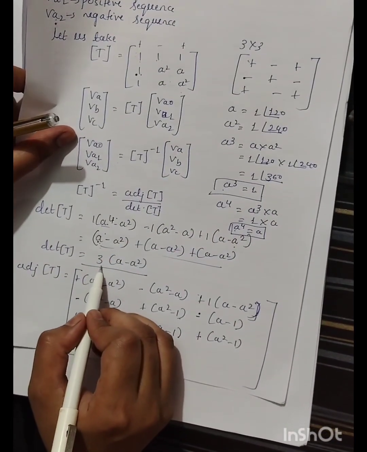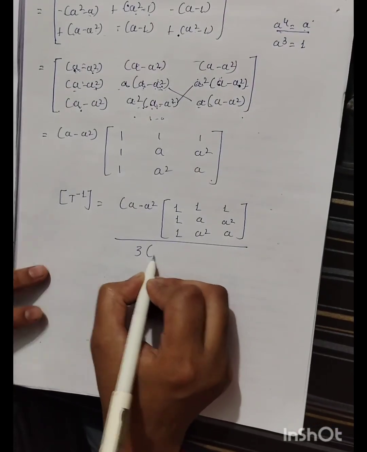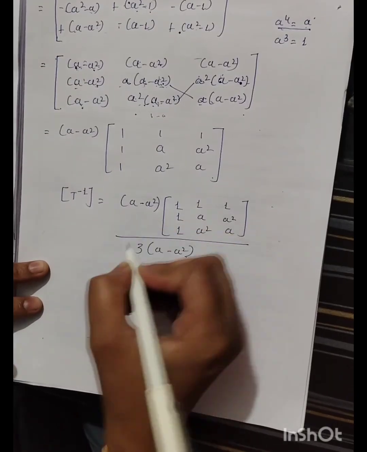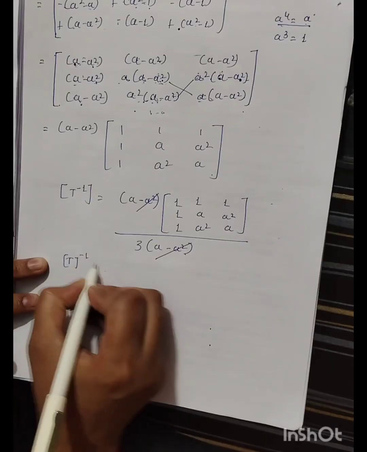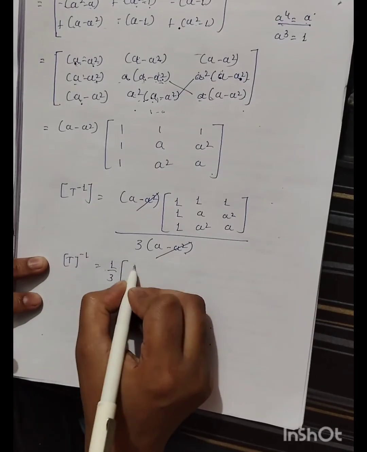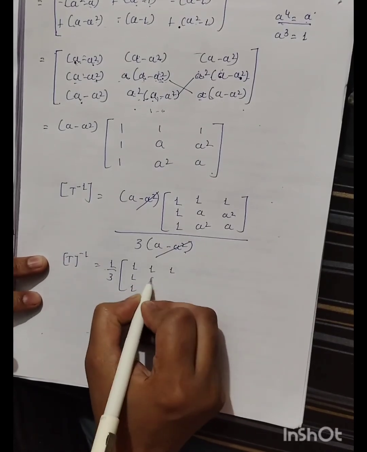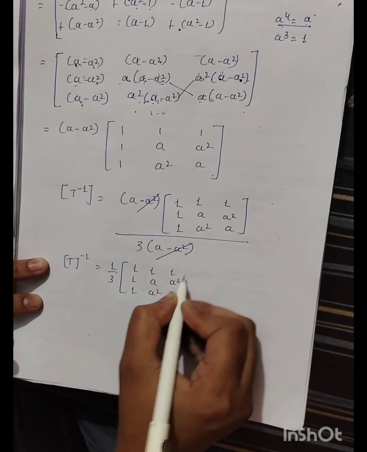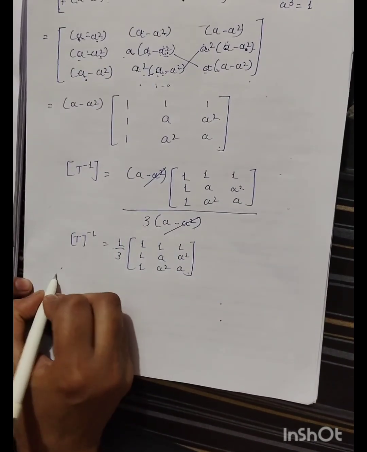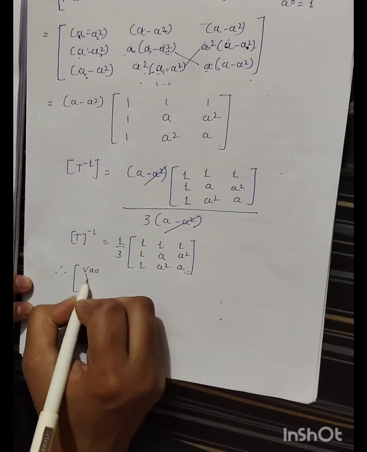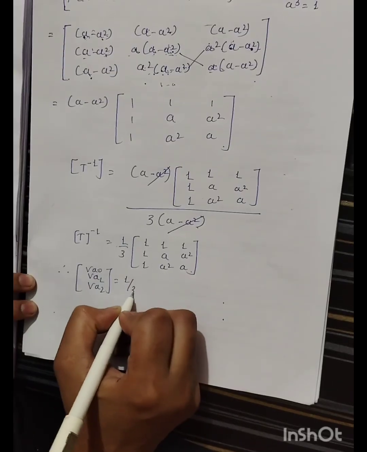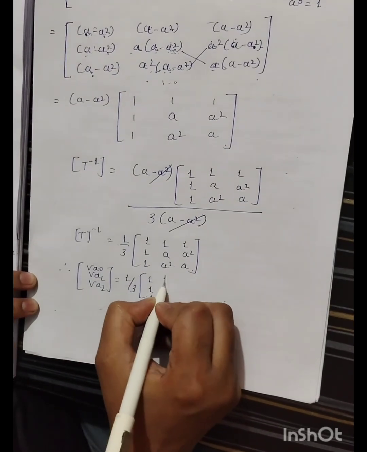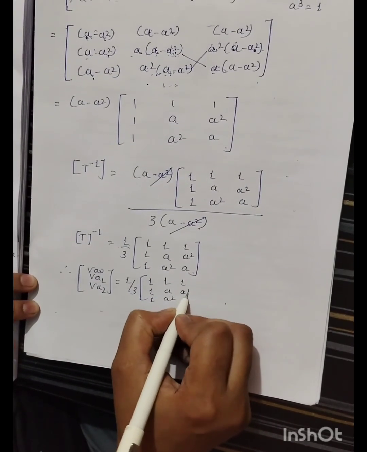What is the determinant of T? We have got 3 times a minus a square. Write that down, 3 times a minus a square. We can cancel these 2 terms. So T inverse will be 1 by 3 times the matrix 1 1 1, 1 1 a square, a square. Therefore I can write VA0, VA1 and VA2 as given by 1 by 3 times the matrix 1 1 1, a square, a.